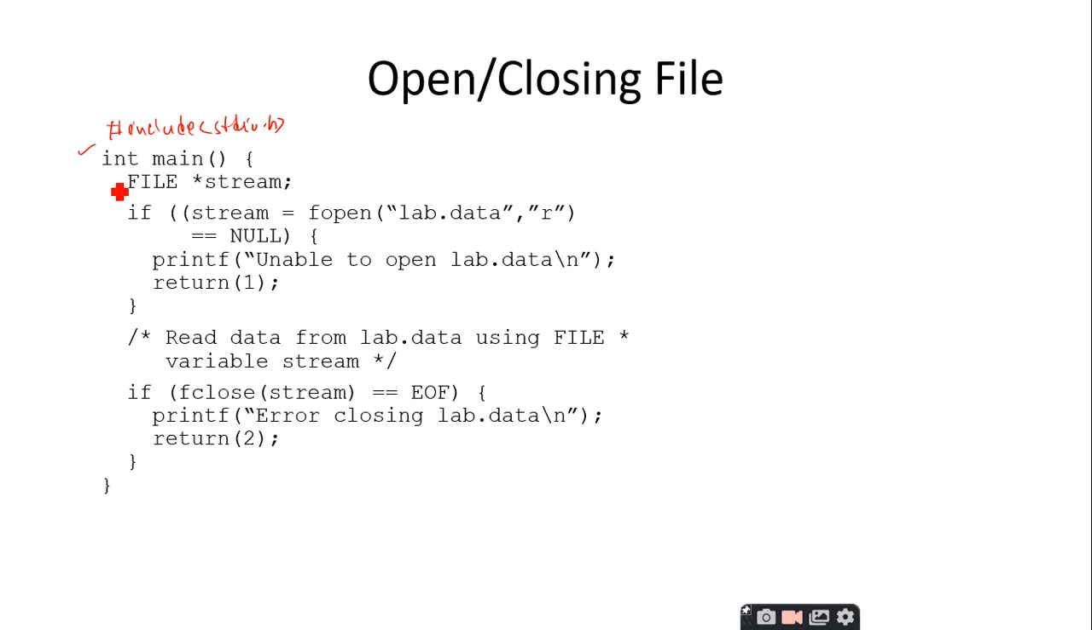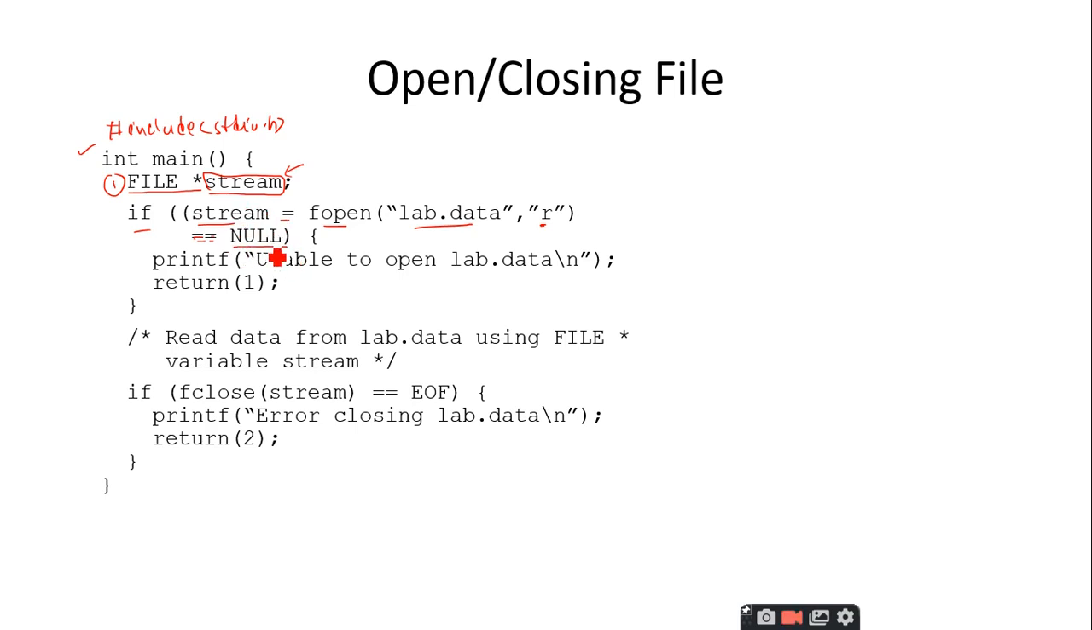In the main function, the first step I have created is the file pointer, and my file pointer name is the stream. This stream plays a very important role. If stream is equal to fopen of lab.data, I am opening it in the read mode. Why have I given this if? Because the fopen function may be successful or unsuccessful. If it is successful, it will return the pointer of type FILE star, and if it is unsuccessful, it will return a null value.